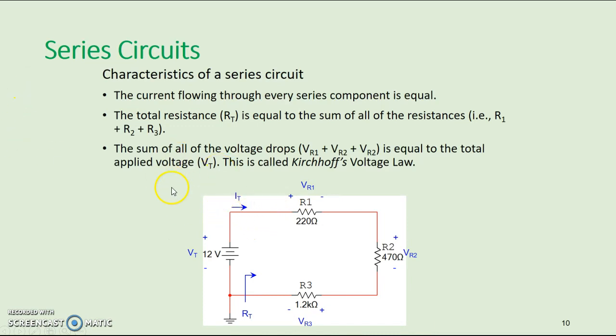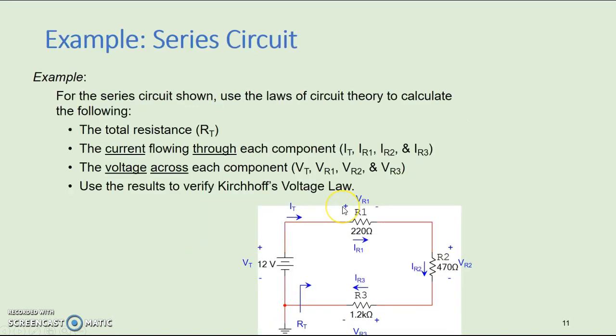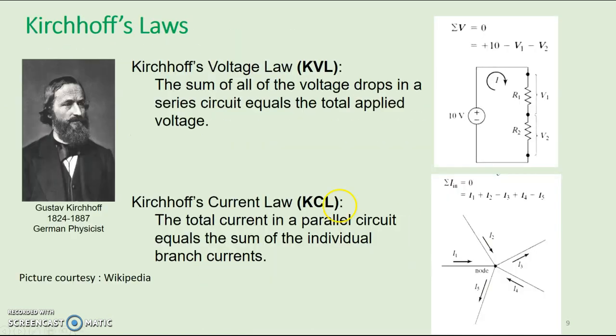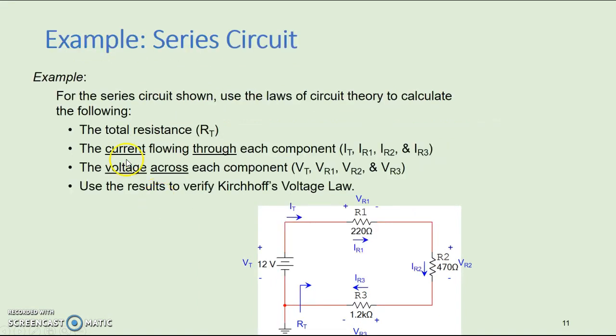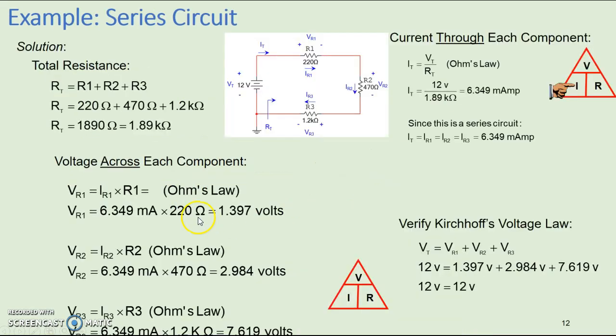So with this particular circuit, we wanted to verify Kirchhoff's voltage law: the sum of all voltage drops in a series circuit is equal to the total applied voltage. A simple example is discussed to find the total current in the circuit, total resistance in the circuit, current flowing through each component, and voltage across each and every element of the network. And finally, it is asked to verify Kirchhoff's voltage law.